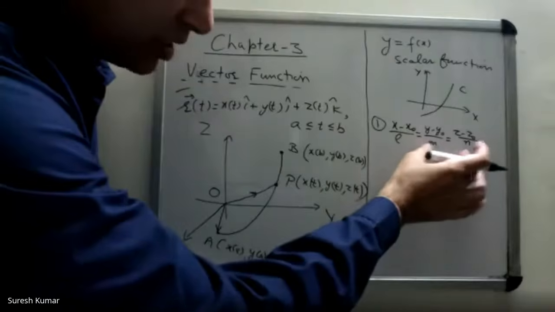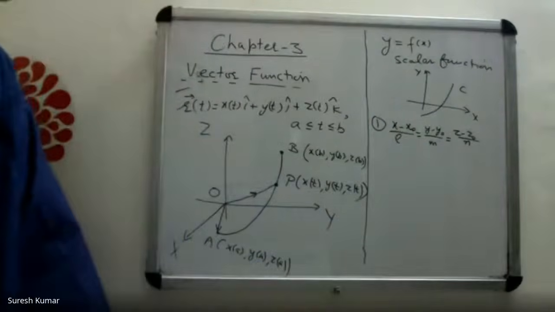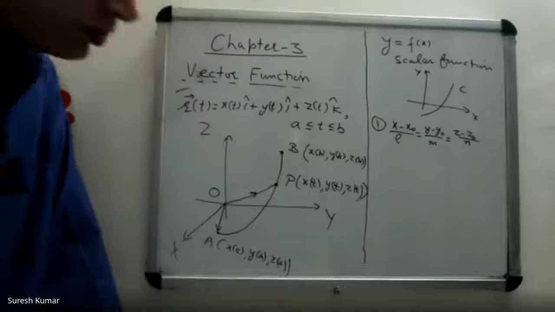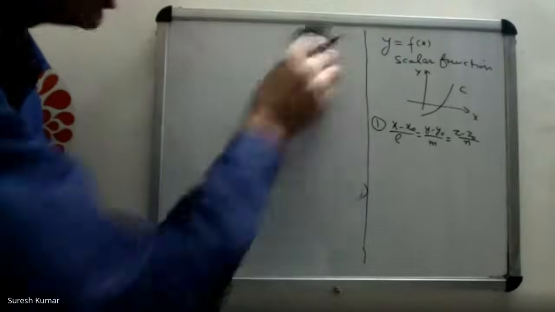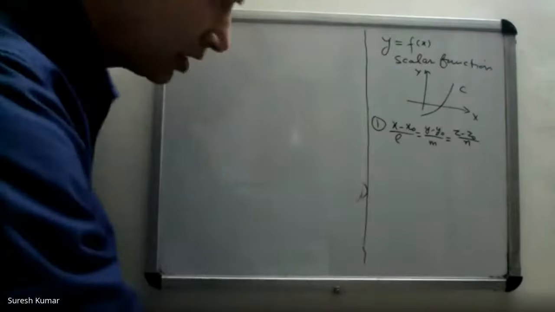Are you able to identify this curve? What is it? Straight line. This is a 3D line, a straight line in space. Can you write the vector function representing this line?